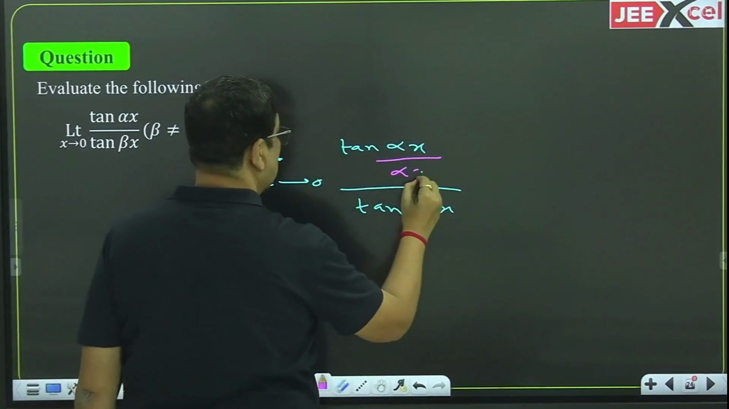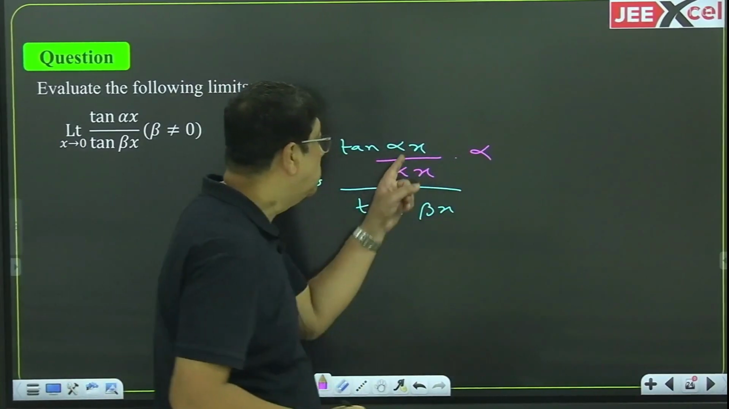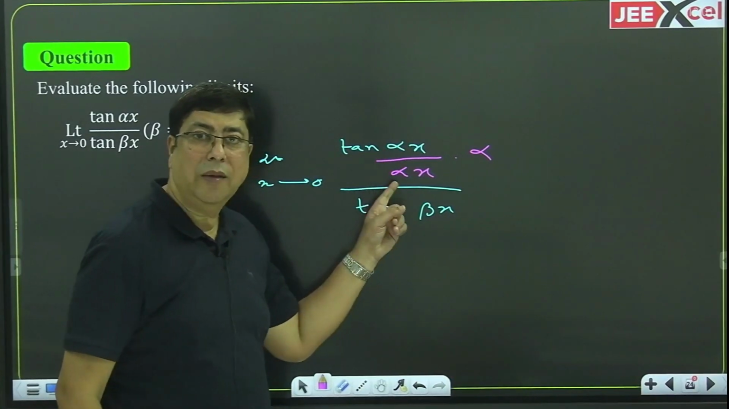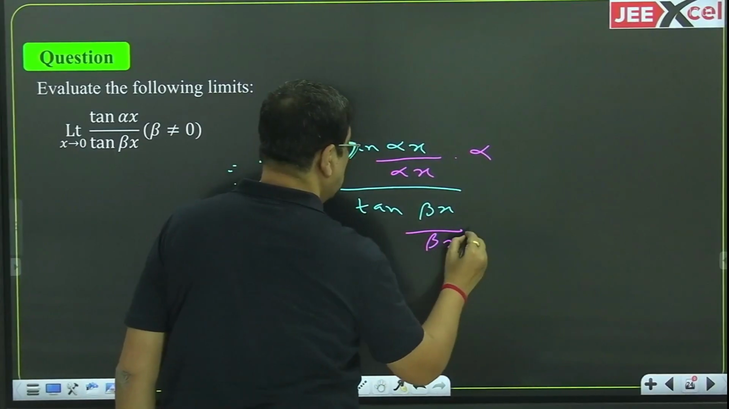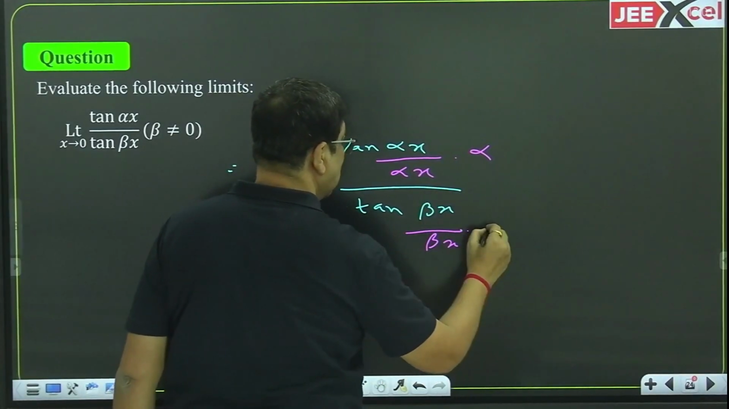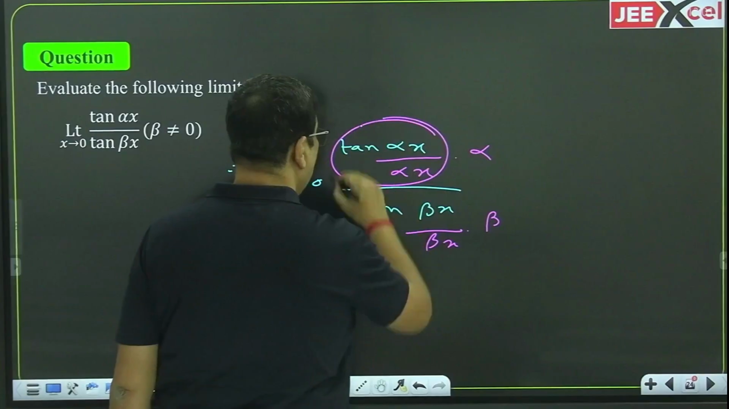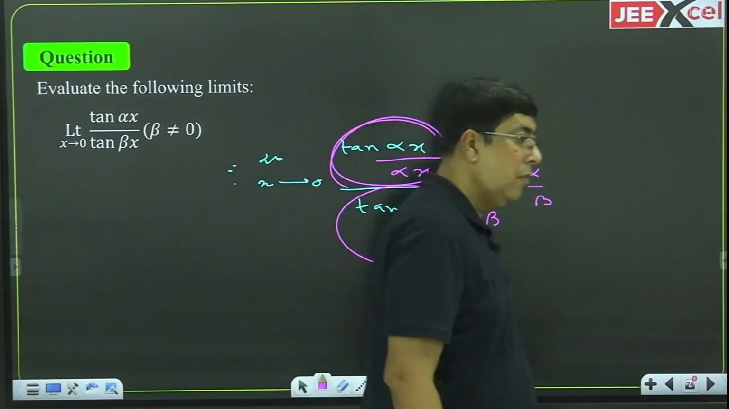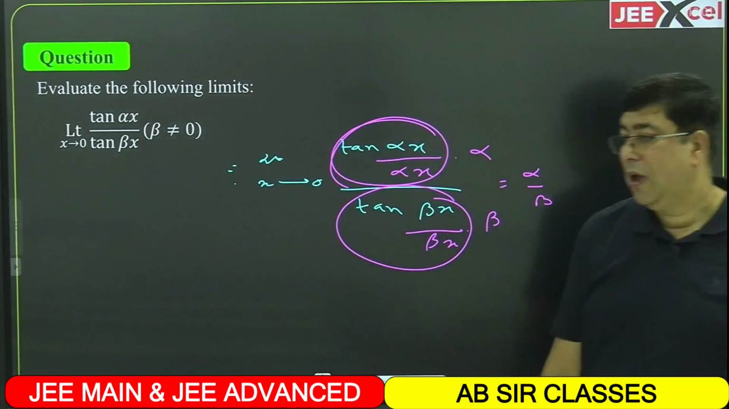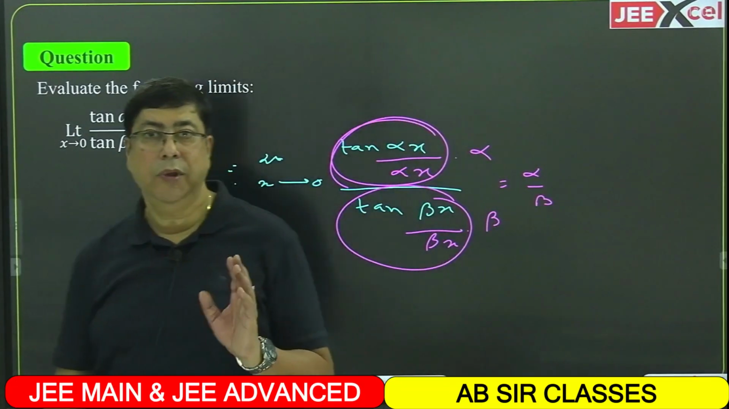So alpha x, balance with alpha, these two are same. These two are same and this should tend to 0. Same concept, I am repeating again and again, same thing we are telling. x cancels and so this is coming 1 and this is coming 1. Answer alpha by beta. Okay, everybody. These are the concepts of limit.